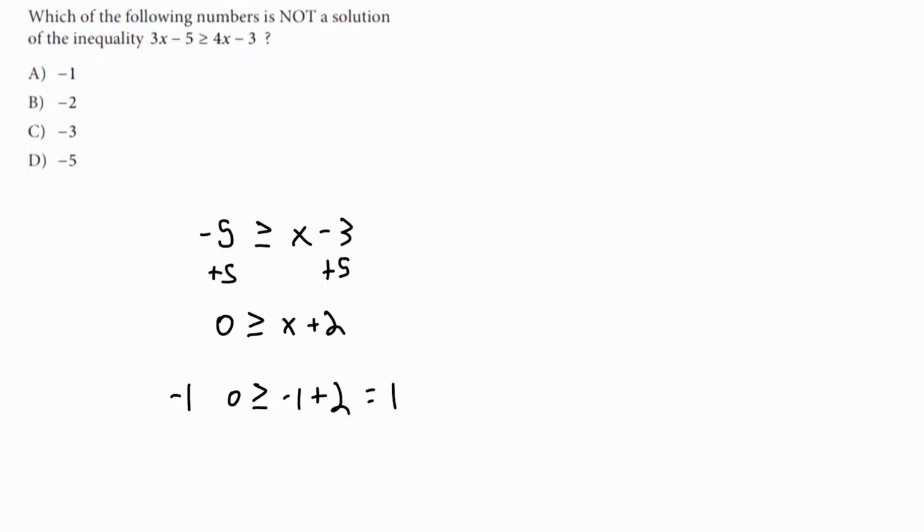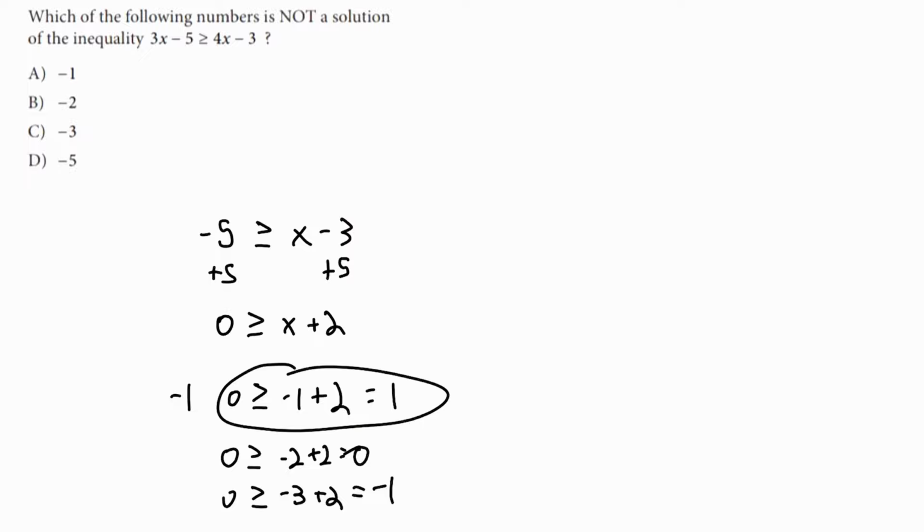And just to verify, we'll see that 0 is greater than or equal to negative 2 plus 2, because it's equal to 0. 0 is greater than or equal to negative 3 plus 2. That's negative 1, and so on with negative 5. The trick here is to keep all variables to one side and make one of the sides a constant number. It makes it much easier to solve, and you won't make simple math mistakes with fewer areas to plug in.